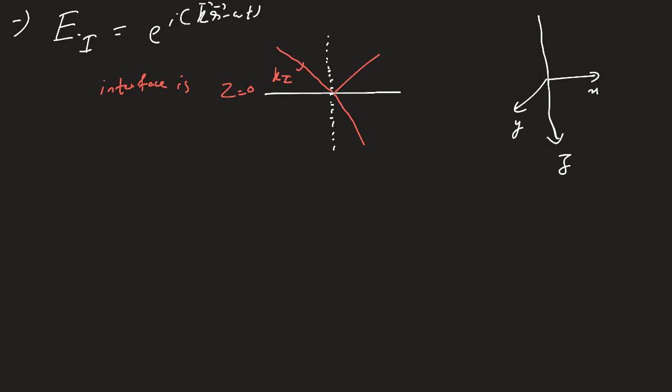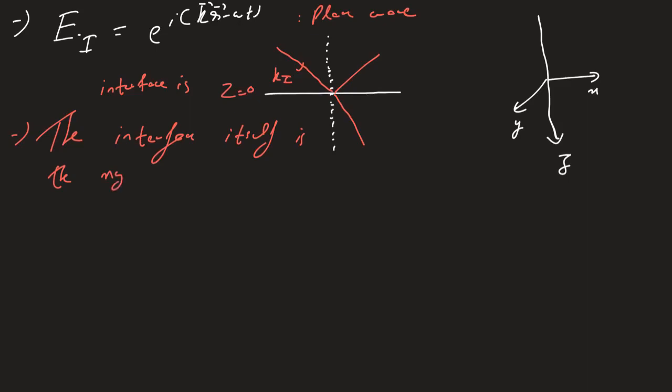So we have a plane wave, and our plane wave is incident at z is equal to 0. So the interface itself is of course the xy plane. Right? If you have an interface that is z equal to 0, your interface itself, it's a flat interface, it's the xy plane. Achha.